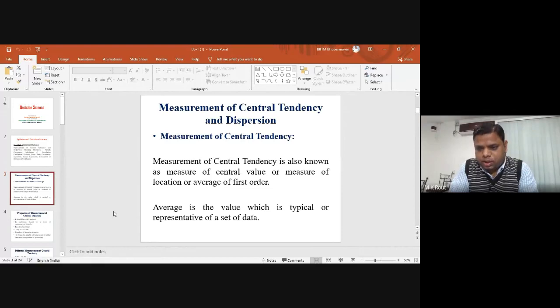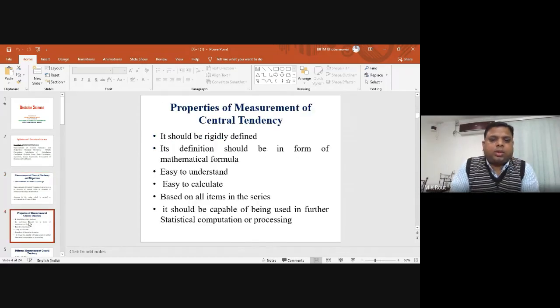As you know, in statistics or in decision science, we directly use various forms of data, whether it is individual series, discrete series or grouped series, or the final one, continuous series. So moving to the next one, these are the properties of your measurement of central tendency.